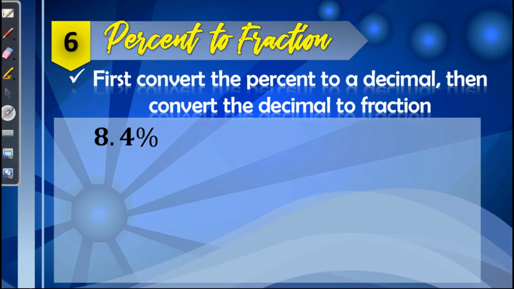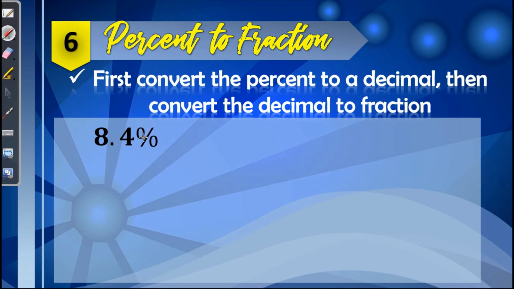Last conversion rule, we have percent to fraction. To do this, we have to first convert the percent to a decimal, then convert the decimal to a fraction. Looking at our example, we have 8.4%. Let us now convert this to decimal. So we have to recall how to do that.